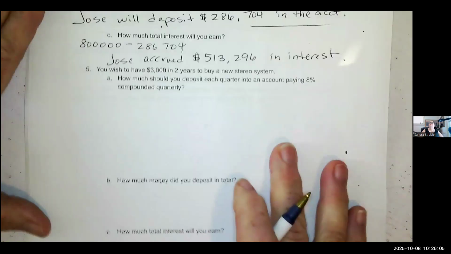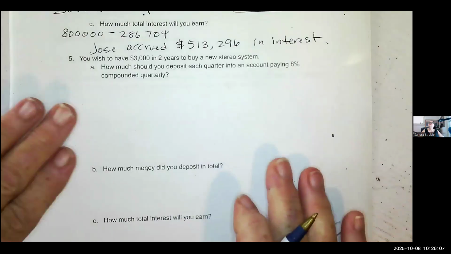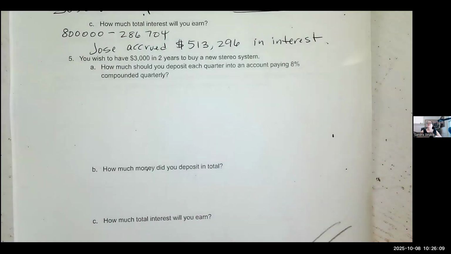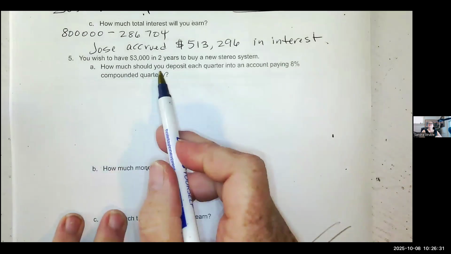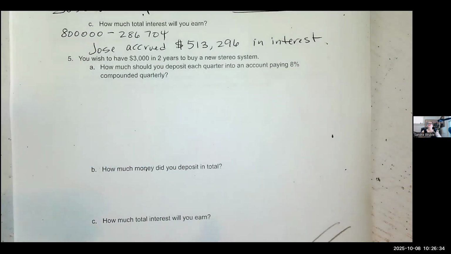All right. Let's see here. What does this one look like? A little bit different, only because it has quarterly. So again, this is going to be the last one I do, so let's make sure you have a good understanding of this. You wish to have $3,000 in 2 years to buy a new stereo system. How much should you deposit each quarter into an account paying 8% compounded quarterly? I know this is an annuity because we're depositing the money more than once. Pause the video, attempt it yourself, come back to see how you did.